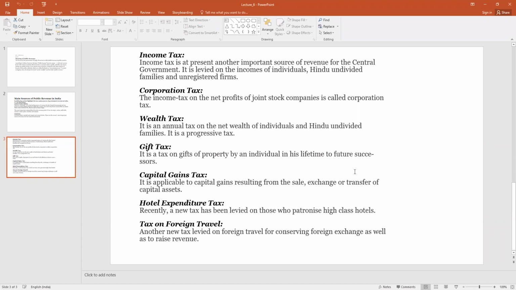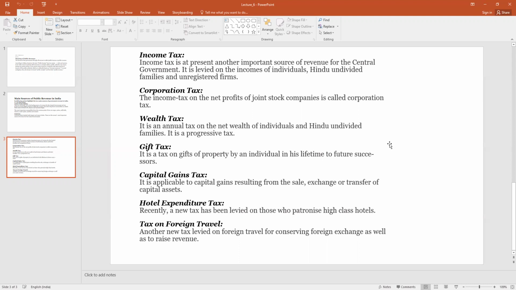Recently, a new tax has been levied on those who patronize high-class hotels. For example, so many upper class people used to stay in the costliest hotels. So in the new tax regime, some percentage of tax has been levied on hotel expenses while you are occupying a particular high-class hotel by paying some 1 lakh per day.